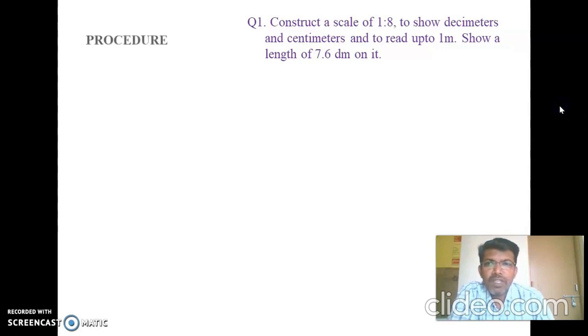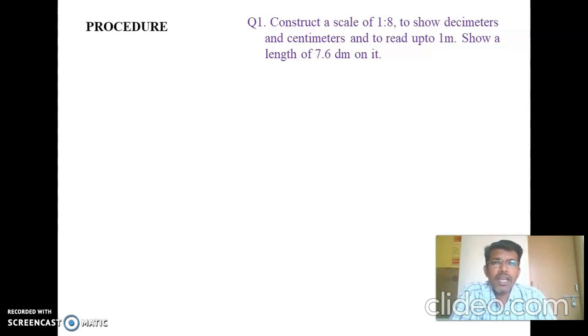So here, first of all, the procedure to construct a scale is, first of all, you have to find out the representative factor. So what is the representative factor? It is not given directly here. Here the scale is given as 1:8. So this 1:8 is nothing but the representative factor, that is nothing but 1/8.